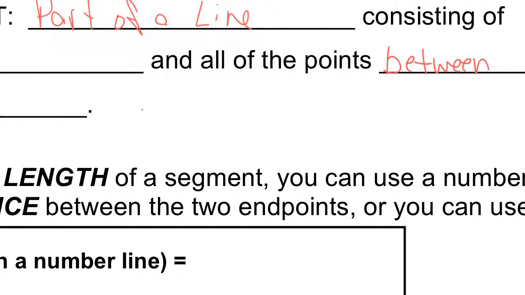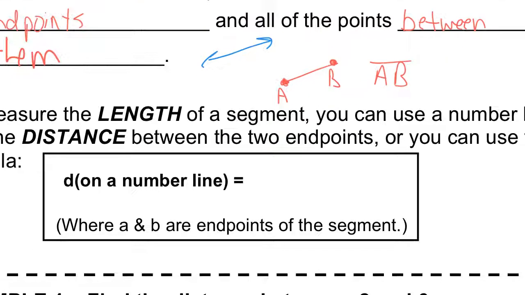If I have a line, it's got the arrows at the end. But if I have a line segment, it's stuck in between these two endpoints, okay? If those were A and B, we'd say segment AB, just so you know. You can find its length a couple of different ways.